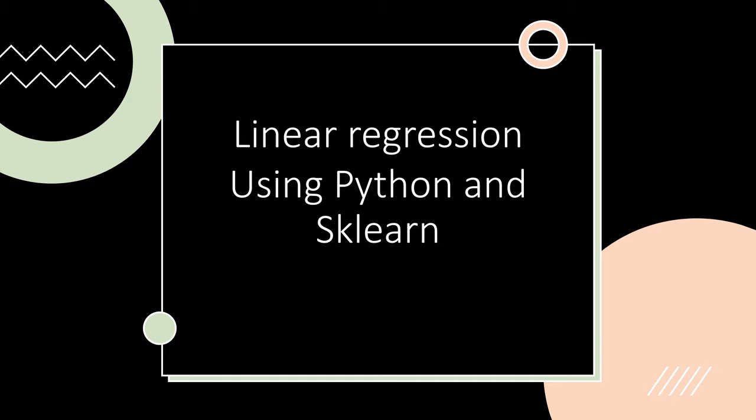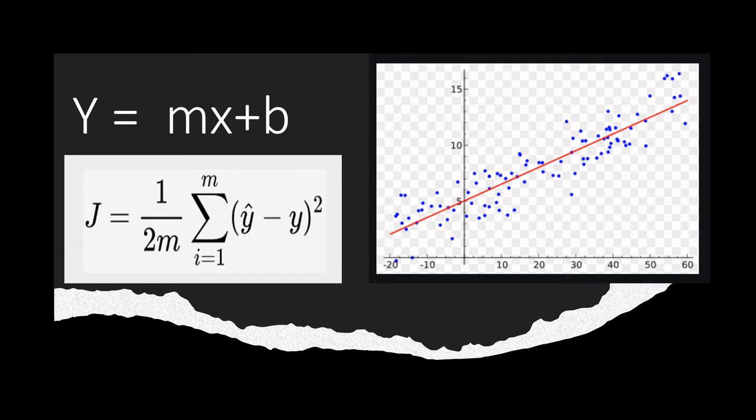In this video, we are going to talk about what is meant by linear regression and how we can implement linear regression using Python and scikit-learn library. Let's try to understand what is meant by linear regression. Linear regression will be used to estimate the continuous value, like estimating what will be tomorrow's temperature or what will be tomorrow's stock price.